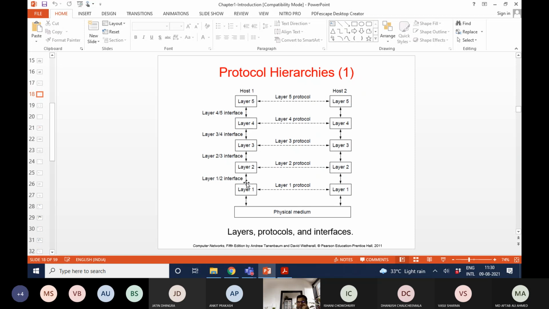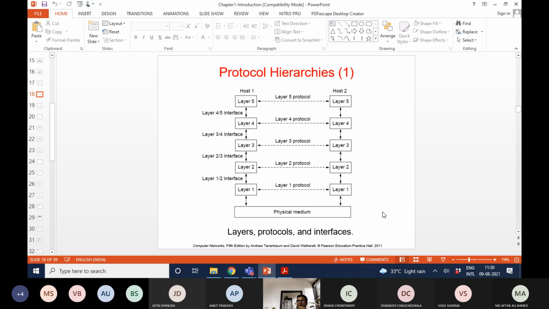That means with the help of this interface, layer 1 and 2 can communicate with each other. In this way, there is the layer 2, 3 interface, layer 3, 4 interface, or layer 4, 5 interface. Here we are just showing one example of the 5 layering concept.